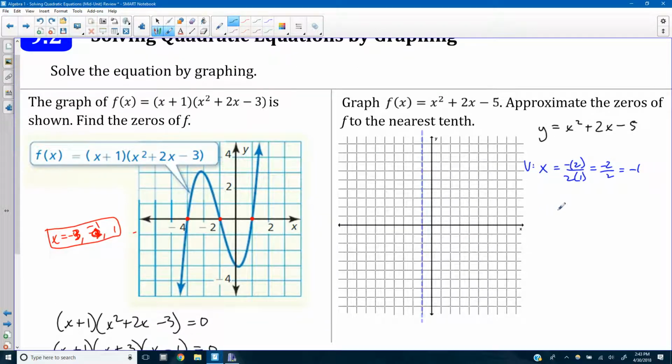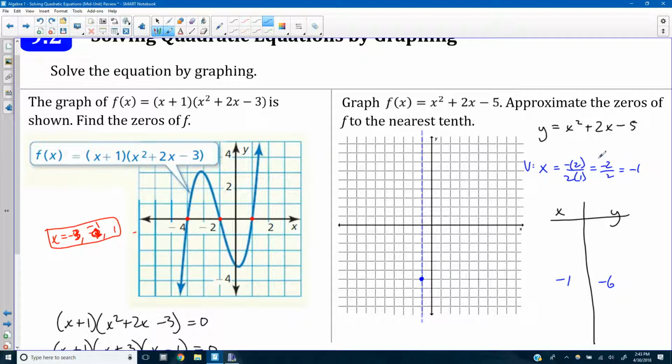And I might as well just do it in the table that I make. I'll just do a 2-column xy table right here. So, oh, sorry, bad table. So -1, I plug into here. -1 quantity squared is a +1. We'll get -2, that's a -1, -5, that's a -6. So -1, -6 is my vertex value.